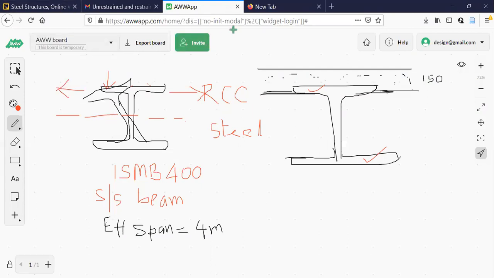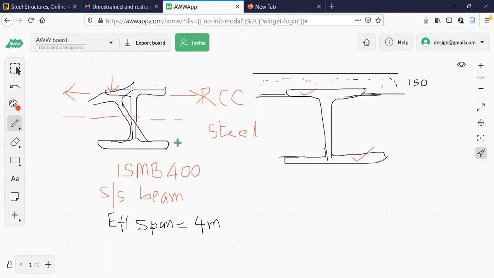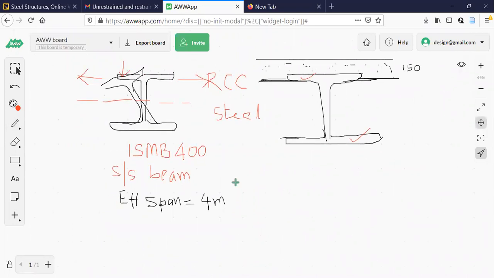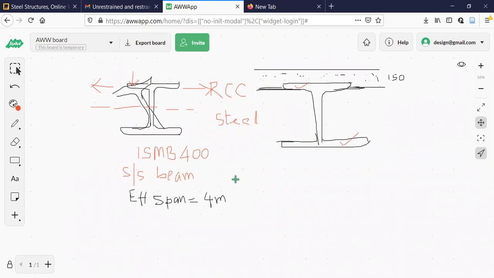I already told you that the design of a steel beam is quite easier than RCC. We don't have to calculate the depth of the actual neutral axis. We don't need to check whether the section is under-reinforced, over-reinforced, or balanced. We don't need to find out how many bars of what diameter are to be introduced in the tension zone. All those things are not there. So steel beam design is easier than RCC beam design. Now the question, I'll come back to this question here.